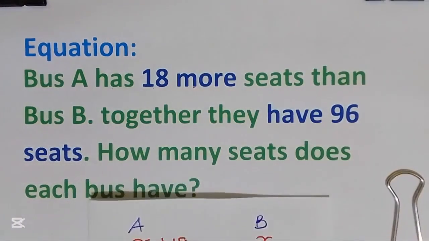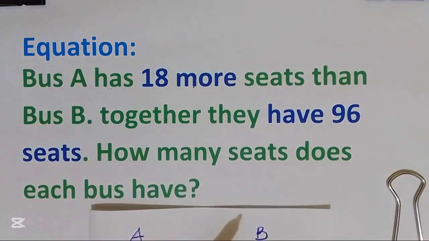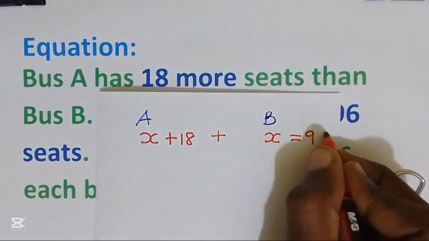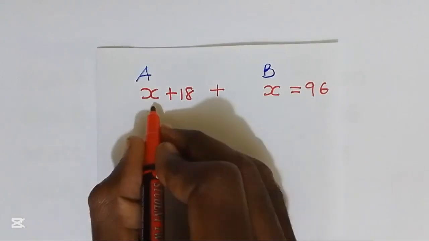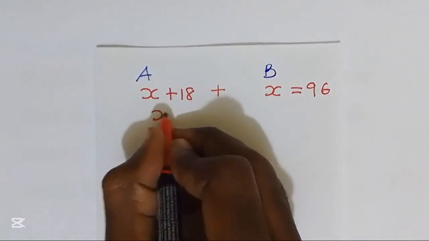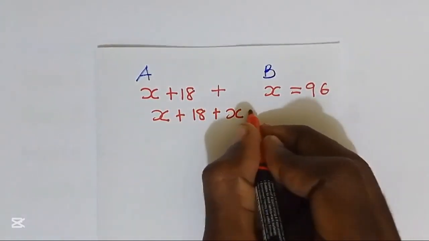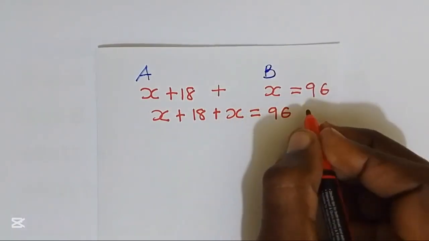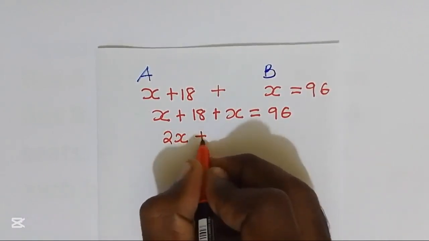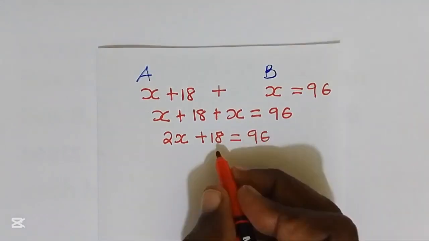But also they say that together they have 96 seats. This means that when we add these, we get 96. We form this equation. Let us solve for X. So X plus 18 plus X, this is equal to 96. X plus X, we get 2X plus 18. This is equal to 96.